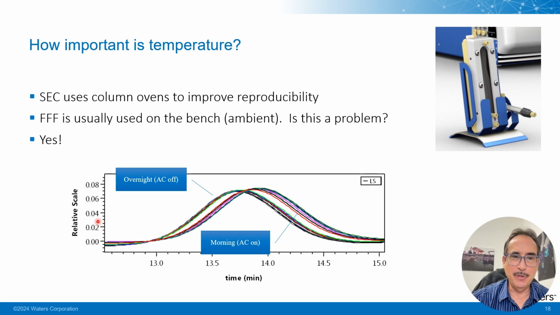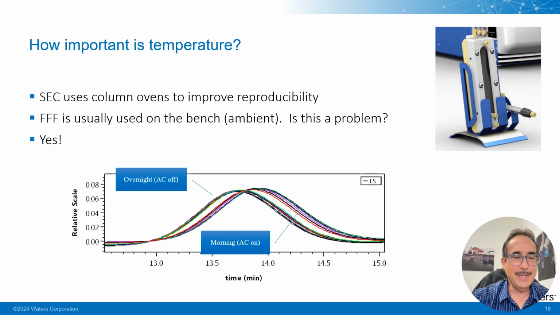So I took this data early in the development of this product, and I ran it overnight, and I got beautiful clumped data overnight, and then the next morning I got very beautiful clumped data as the AC turned on and all the peaks shifted around. And it was clearly a temperature control problem.